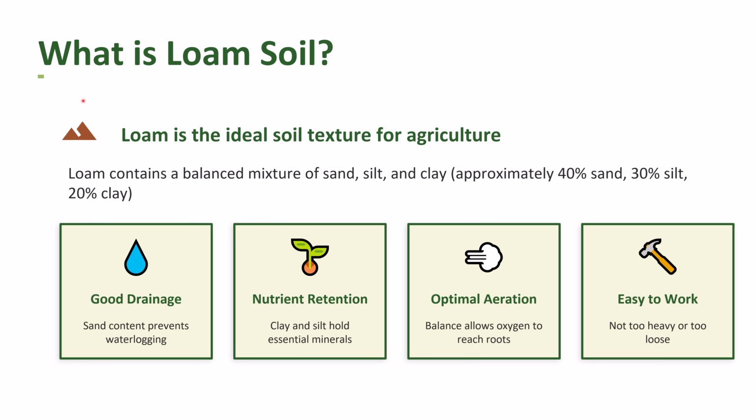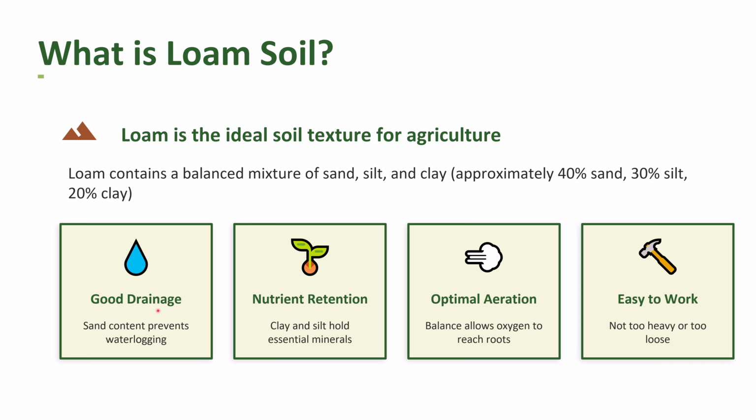What is loam soil? If you want to grow the best crops, you want loam soil. It is considered the perfect soil texture for agriculture because it's a balanced super mix of roughly 40% sand, 30% silt, and 20% clay. Why is this mix so good? Because it gives us the best of all worlds.